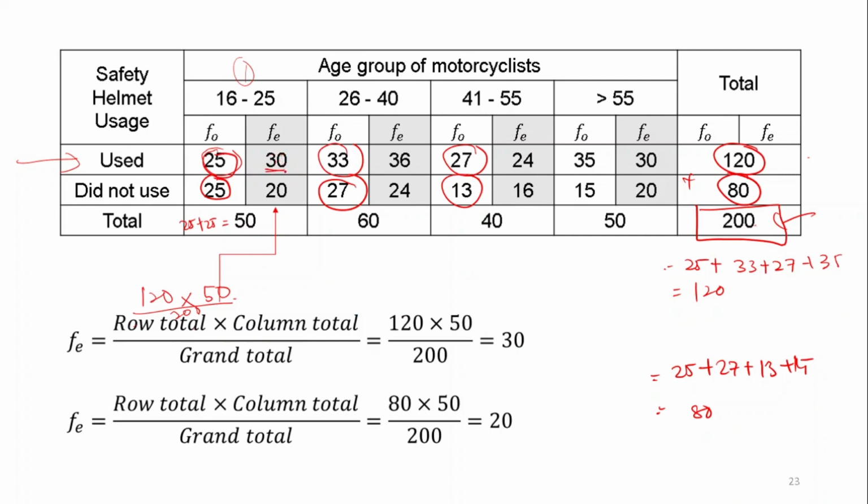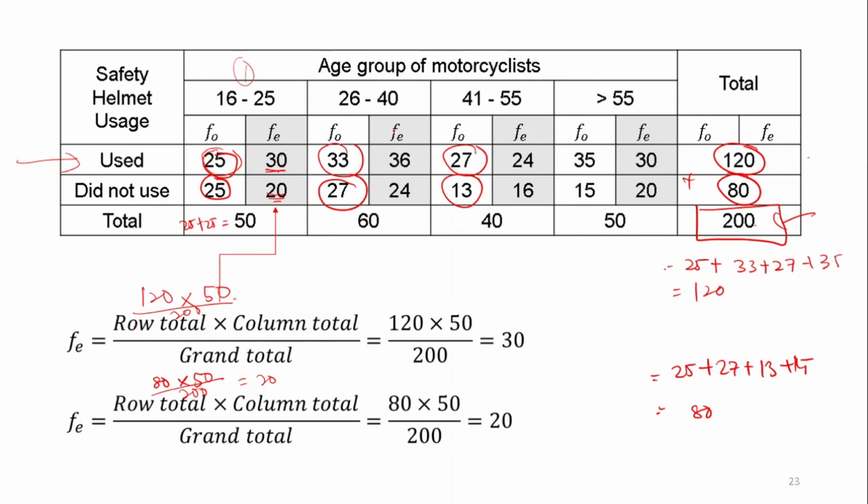Now for this part, same also. The total row for did not use is 80, so 80 times total column 50 divided by grand total 200, so you get 20. So for this column you get 20. Actually you need to check that the FE total should be the same as the FO.